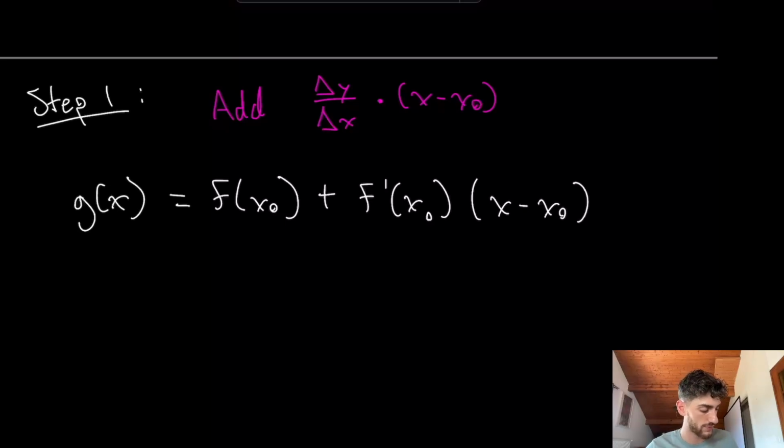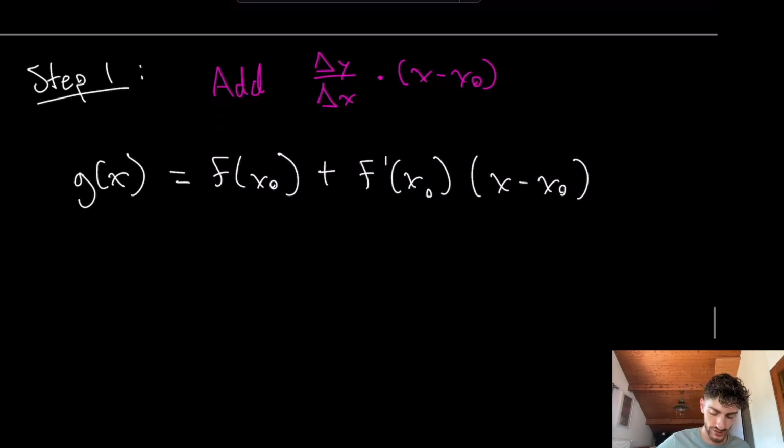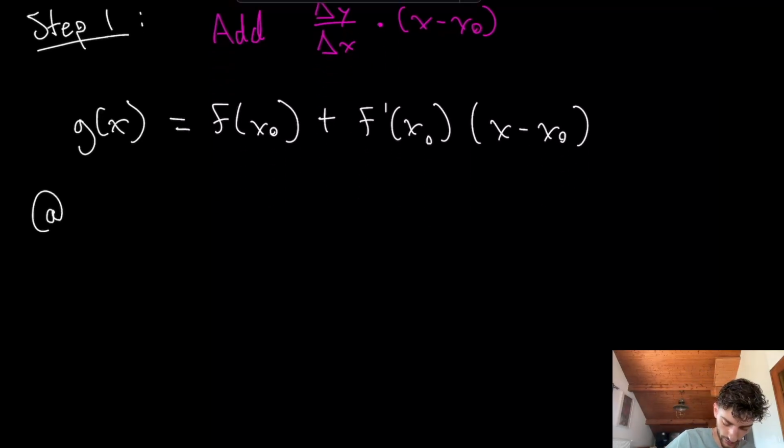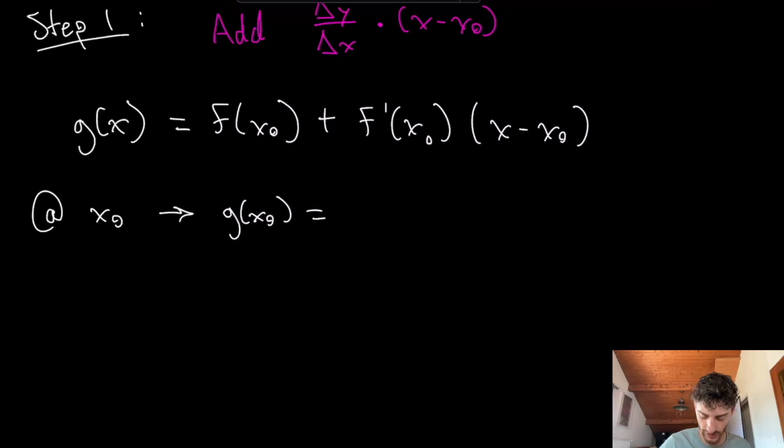Okay, so let's do what we did last time. So let's see. Okay, if we look at our reference point, x naught, so at x naught, what's going to happen? Well, g at x naught, what does that equal? Well, it equals f at x naught plus, well, if you plug in x naught here, this is going to be x naught minus x naught, which is 0. So this term is going to be 0.